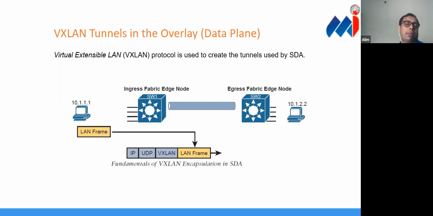So PC1 and PC2 see them in the switch. The network appears to them as a switch. They do not know what is happening inside the fabric.